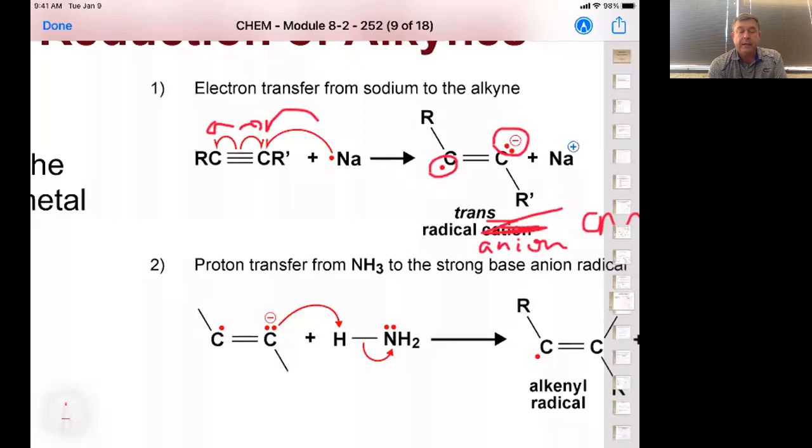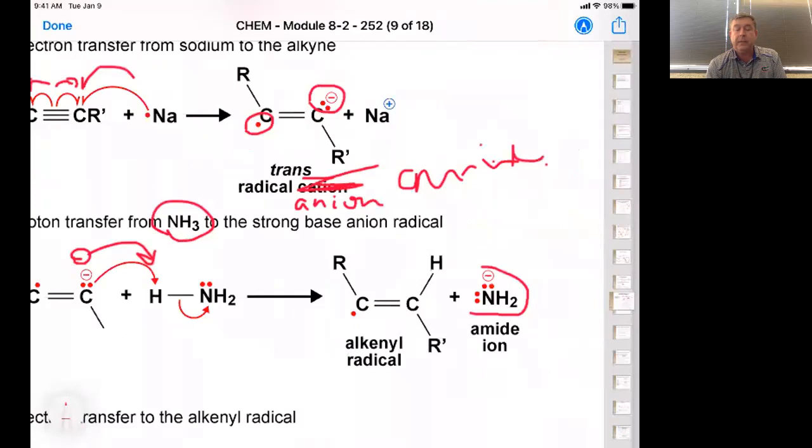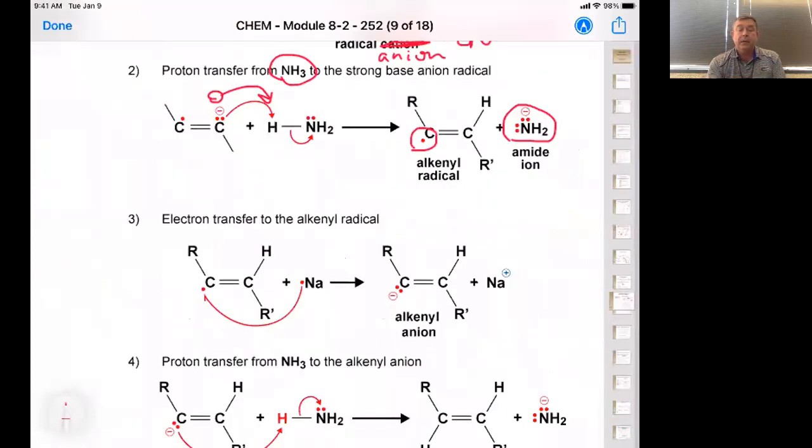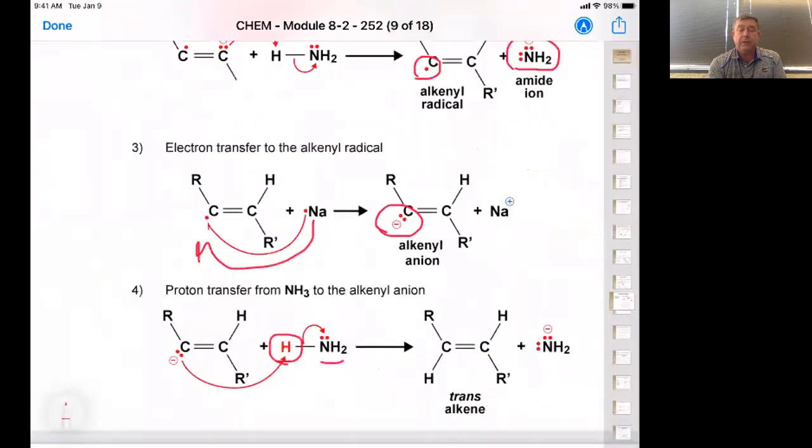So now that we have this anion here, it acts as a base and deprotonates the solvent, which just happens to be ammonia, okay? When it does that, we end up with sodium amide as a byproduct and an alkenyl radical, okay? So what's going to happen next? Well, we need another addition of sodium to turn that into an anion. So we're going to transfer one electron over, making an anion again. That anion is now a very strong base. It removes a proton from our ammonia again, giving us our trans alkene.